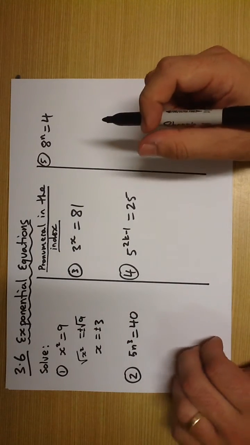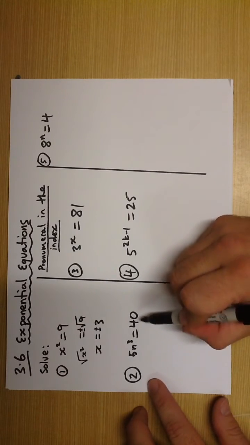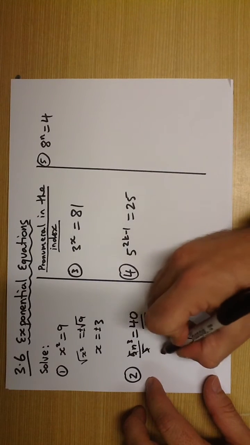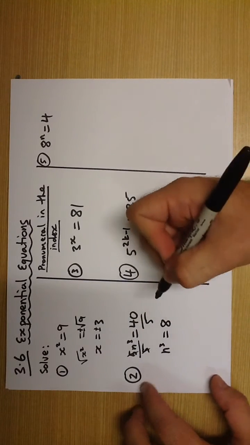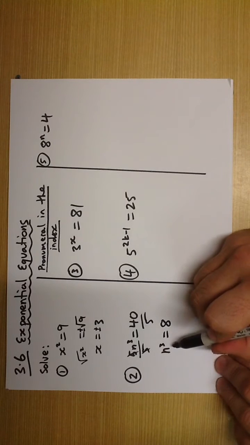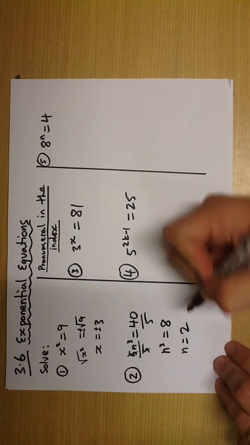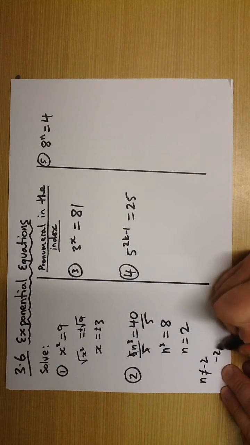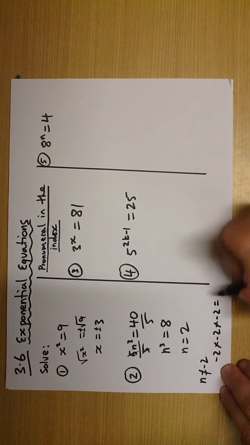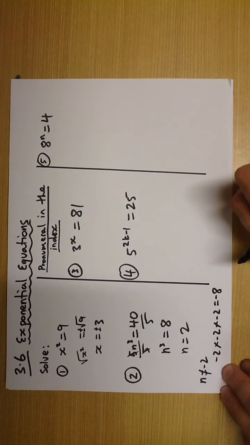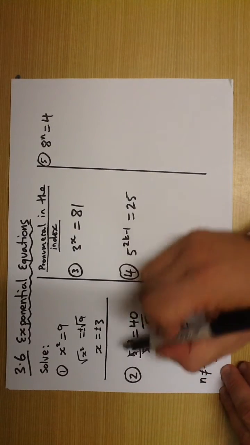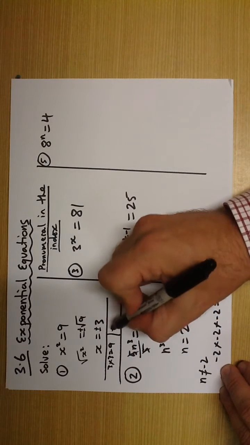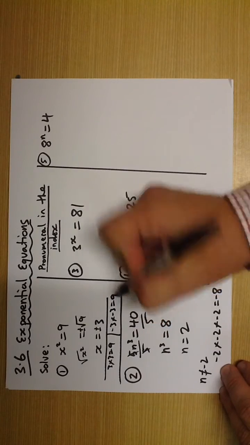Okay. The next one, number 2, you've got 5n cubed equals 40, so let's divide both by 5. So I've got n cubed equals 8. Okay. Now in this case, n equals 2. It can't be minus 2, because minus 2 times minus 2 times minus 2 equals minus 8. Okay, it's not a solution. In this case up here, if you just want to check, 3 times 3 equals 9, or minus 3 times minus 3 equals 9 as well.